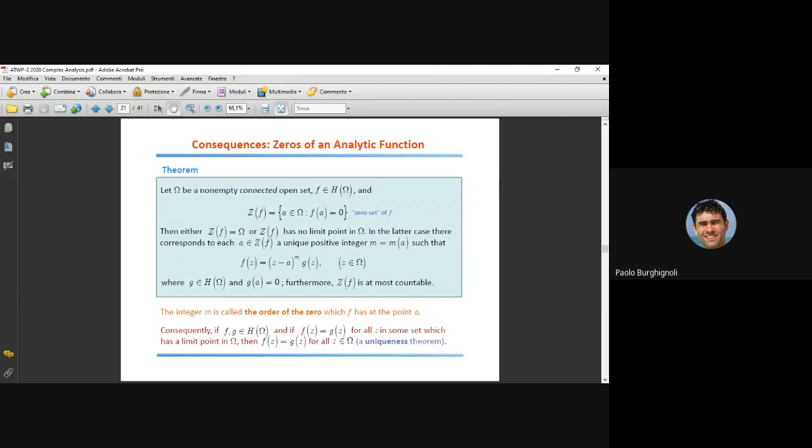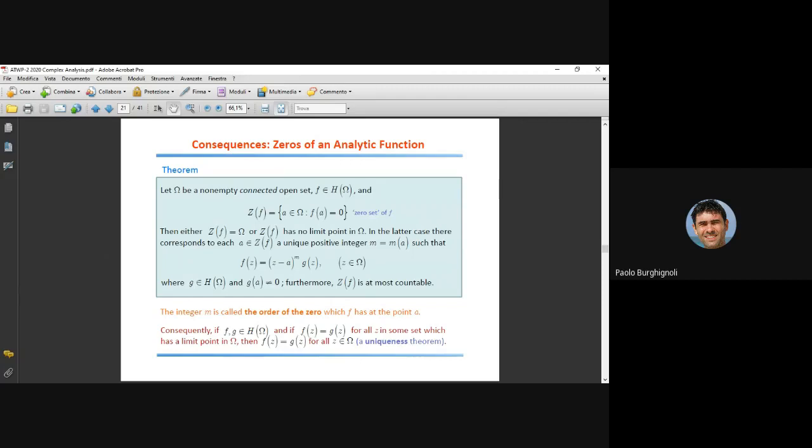For example, as a consequence, if you know that two functions are analytic in the same set omega, let's call them f and g, and if you know that f and g are equal for all the points z in some set, which has a limit point in omega, then as a consequence, the two functions f and g must be equal for all z in omega. So this is a uniqueness theorem. It's enough to know an analytic function in a subset of omega, which has a limit point in omega, to have basically the uniqueness of the function. There is only one analytic function that has those values if the set has a limit point in omega.